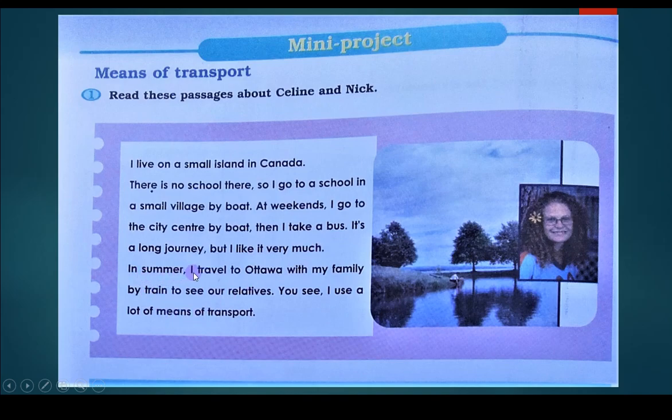In summer, I travel to Ottawa with my family by train to see our relatives.